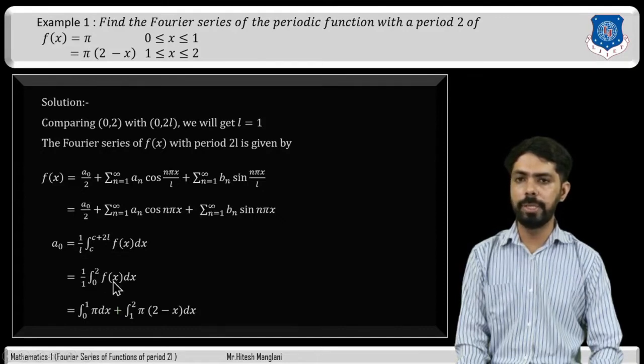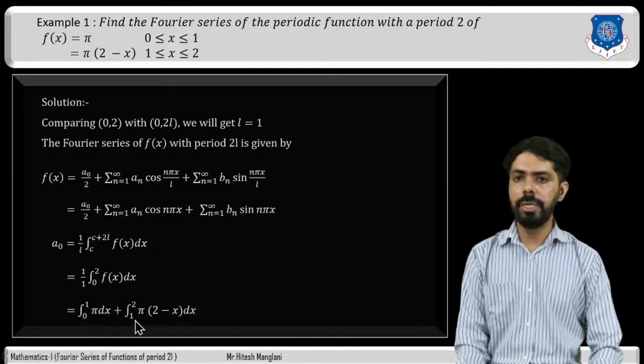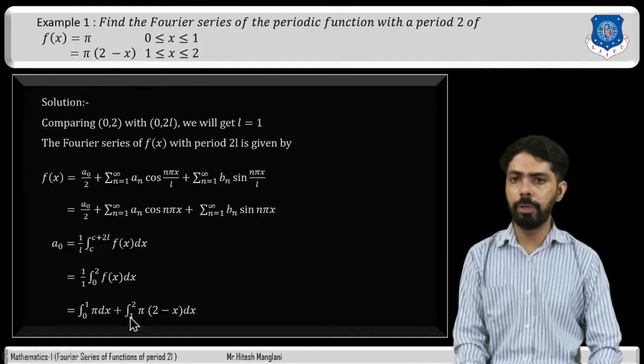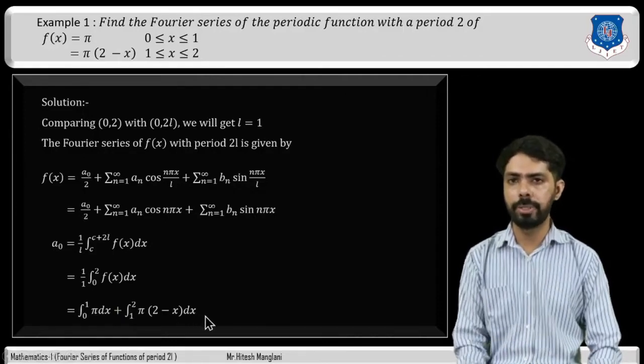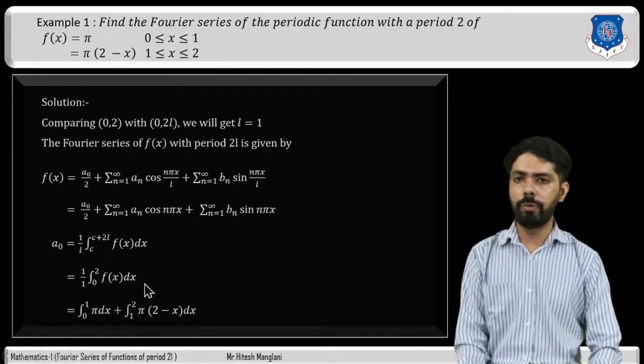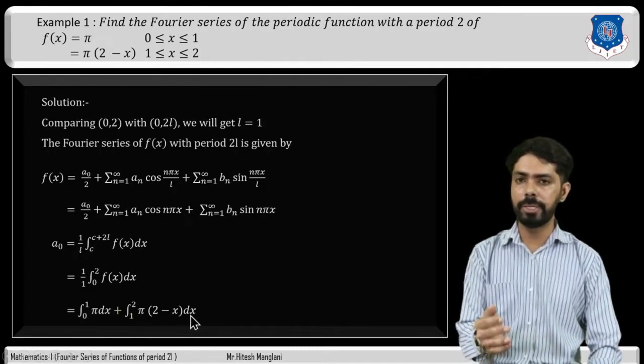So here we will replace f(x) by pi for the limit 0 to 1, plus integration 1 to 2. Now for this the function is pi times (2 minus x), because whenever x varies from 1 to 2, the function is pi times (2 minus x). So it will be integration 1 to 2 of pi(2 minus x) dx. So integration 0 to 2 of f(x) dx is divided into integration 0 to 1 of pi dx plus integration 1 to 2 of pi(2 minus x) dx.